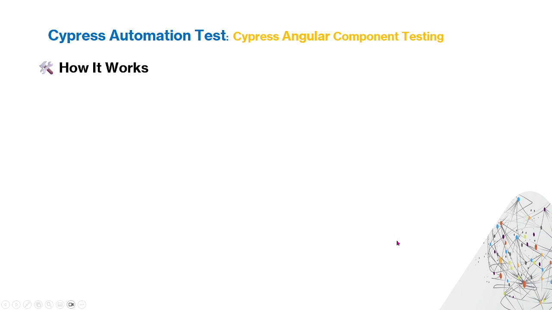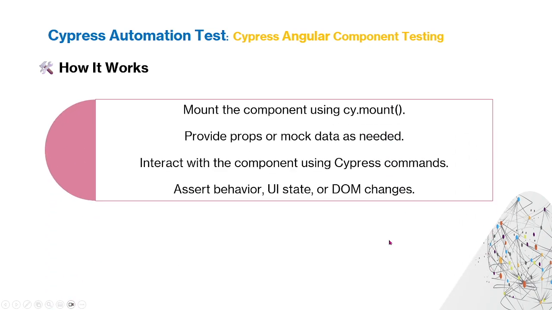How it works. Mount the component using the cy.mount function. Provide props or mocked data as needed. Interact with the component using Cypress commands. Assert behavior, UI state, or DOM changes.